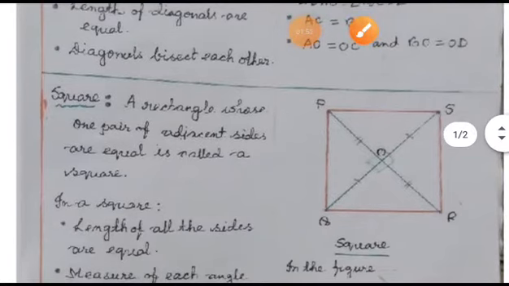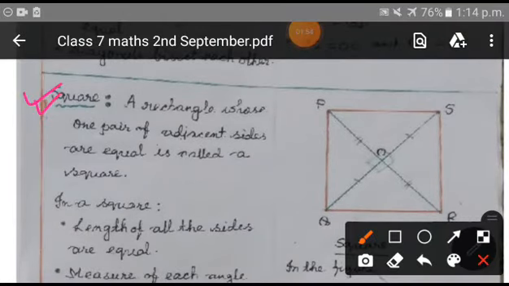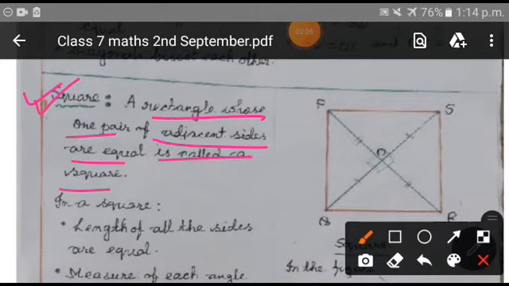Now we are going to study about square. So what is square? Children, you already know that in a square all the four sides are of equal length. So a rectangle whose one pair of adjacent sides are equal is called a square. Now adjacent means side by side. Here you can see in the square PQRS, the sides PQ, QR, RS and SP are all of equal length.